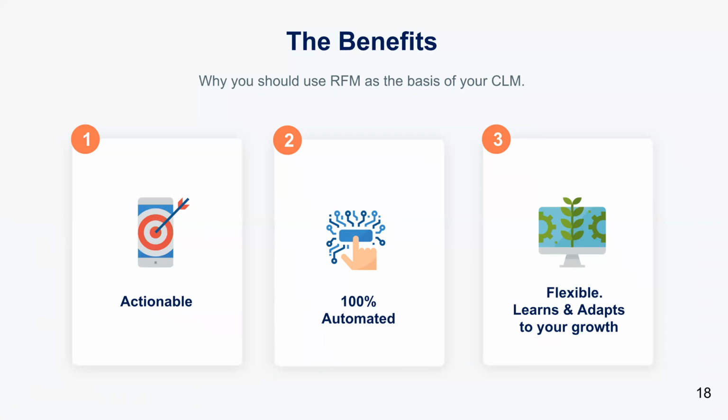Maybe the qualification to become a champion was, I see them 3 times a week. But now, because you're seeing more and more people 3 times a week, the definition of champion automatically adapts to becoming now 5 times a week, because you are taking your whole user base and normalizing it.